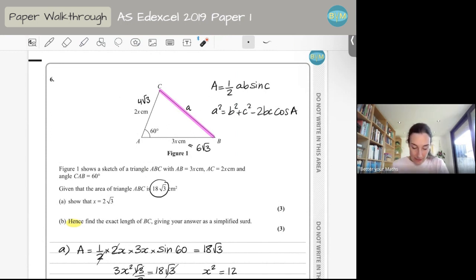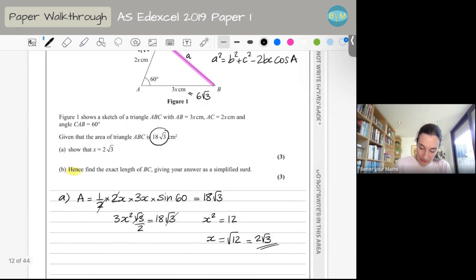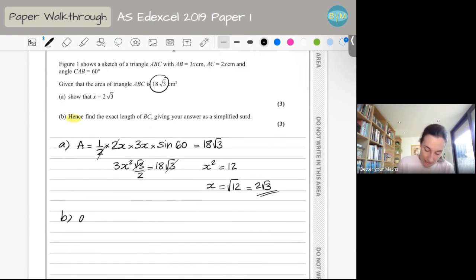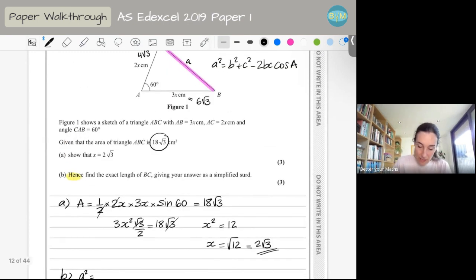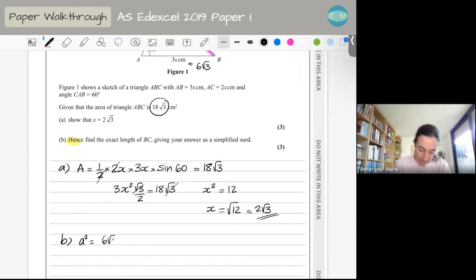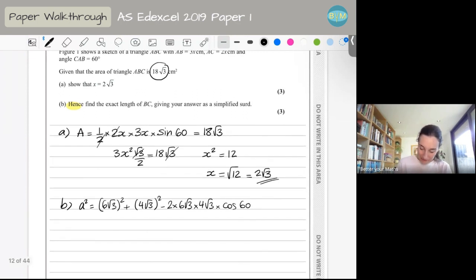So I'm going to call A squared the side that I'm looking for. A squared is, let's say, this one squared, so 6 root 3 squared, plus the other one squared, that was 4 root 3 squared, minus 2 times 6 root 3 times 4 root 3 times cos 60. And from here, we should try to find A. So please do it with me and see what we get.